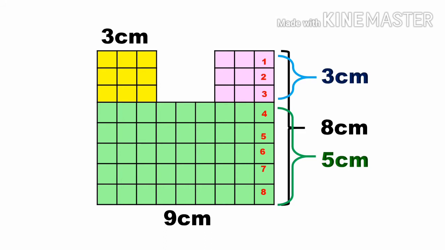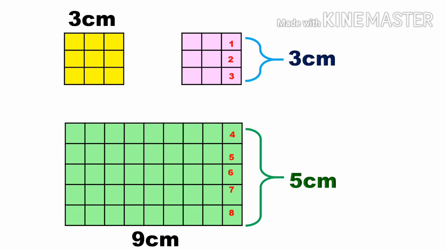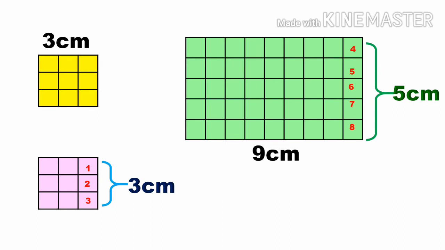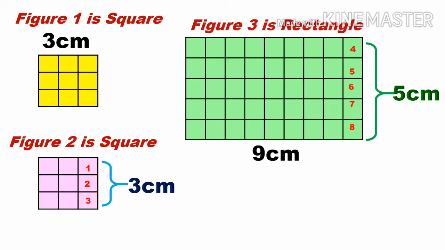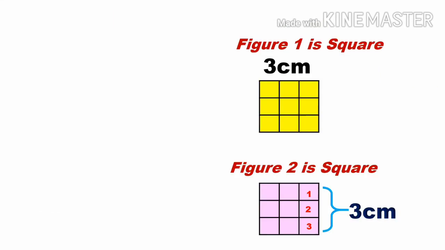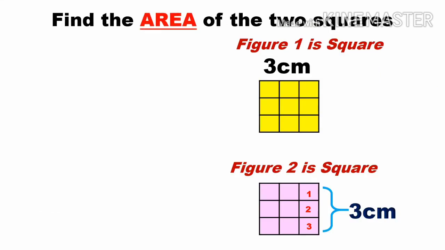Okay, so now we have 3 shapes. We have the first, the yellow, the pink, and the green. The yellow is figure 1, which is a square. Figure 2 is the pink, which is a square. Figure 3 is a rectangle. So now we find the area of the 2 squares.